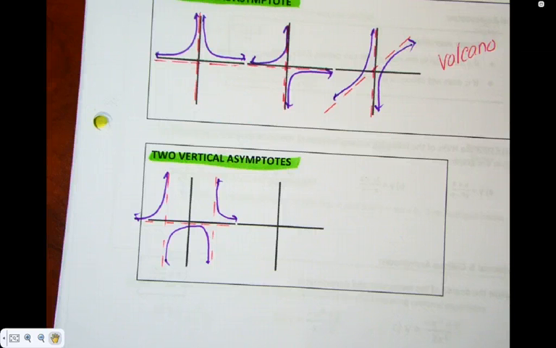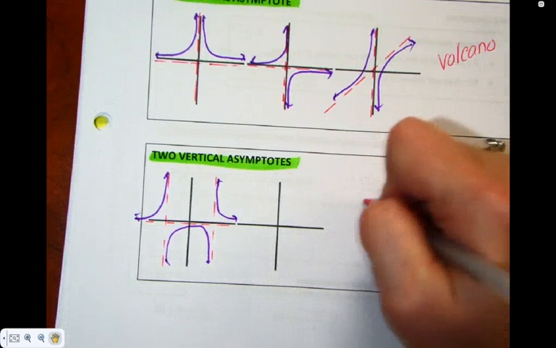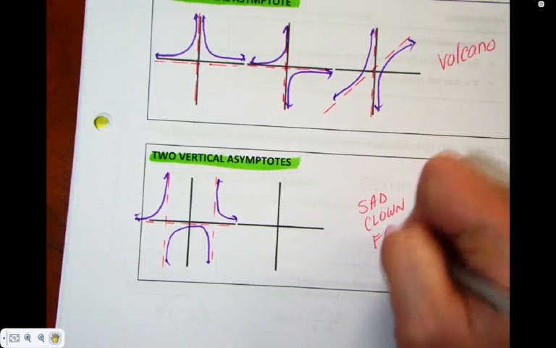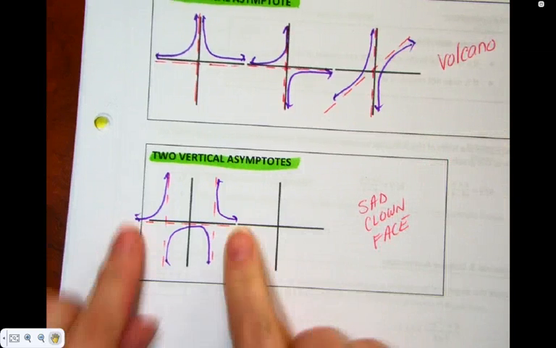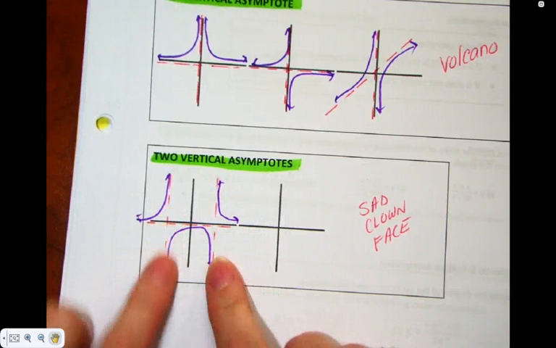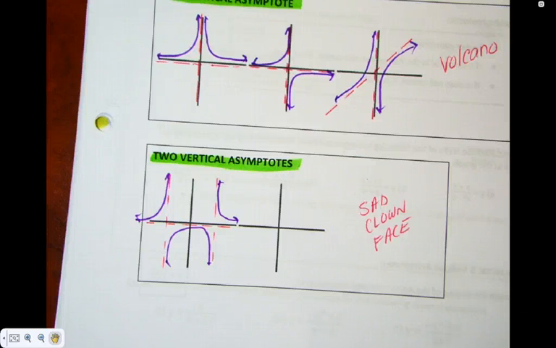Favorite name of any graph in the entire world. Sad clown face. I kid you not. I am not making this stuff up. So the volcano pieces are the eyes, and the parabola is the mouth, and the asymptotes are the tears. So it's like a crying, sad clown face.